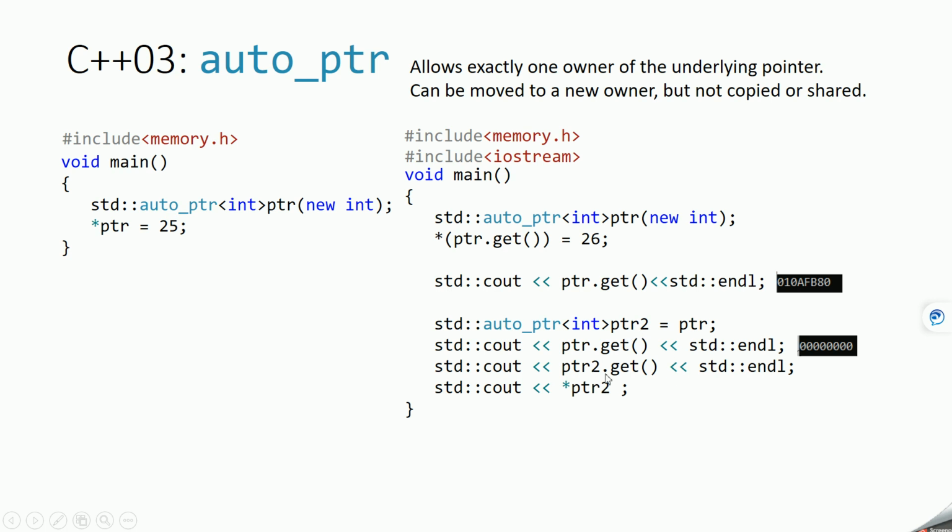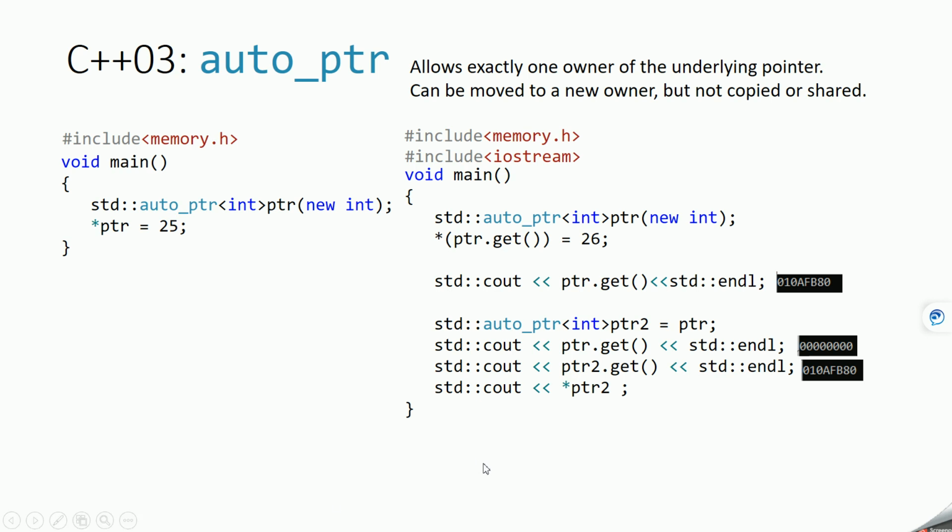So when you say ptr2.get, at this time you will get the same address over here. Earlier this ptr was pointing to the memory at this address, and now this ptr2 is pointing to it because we have moved the ownership of this ptr to this ptr2. Okay, so auto pointer cannot be shared and only one owner is allowed to hold the ownership.